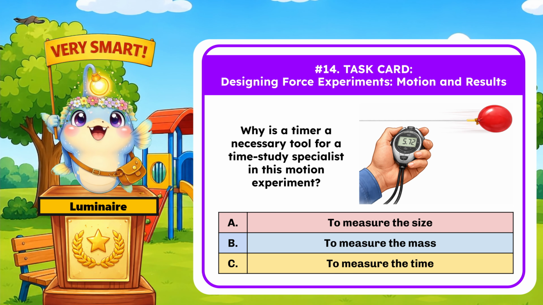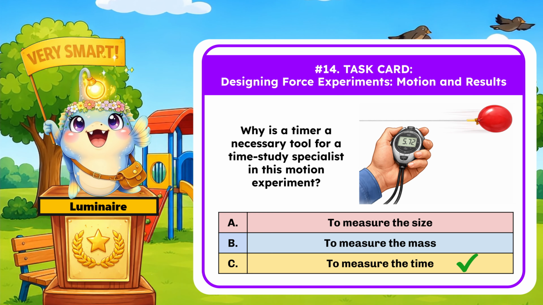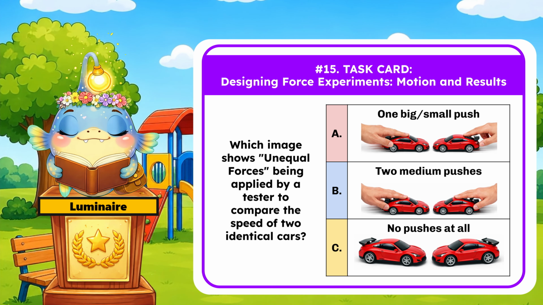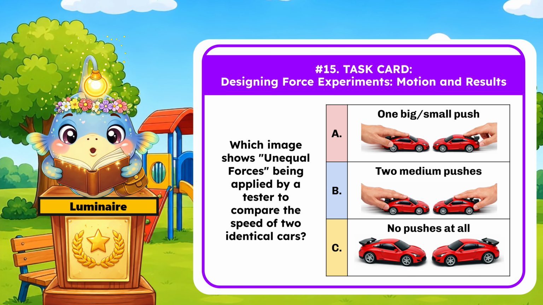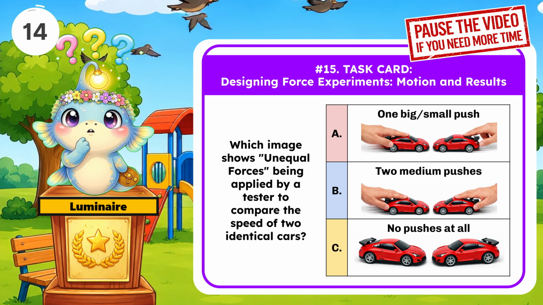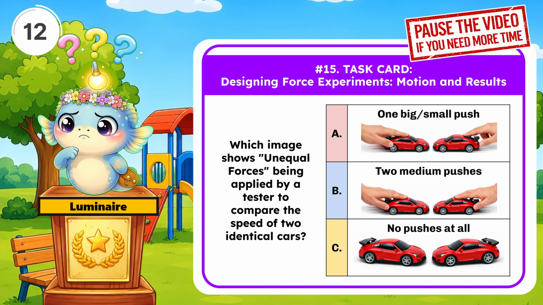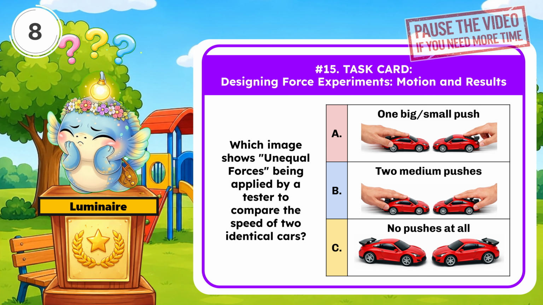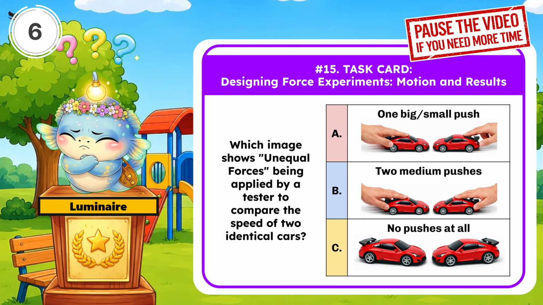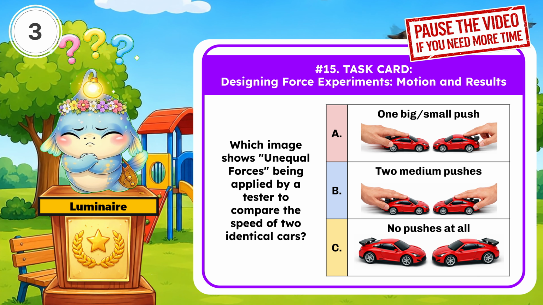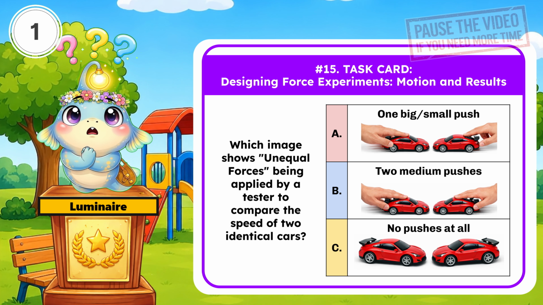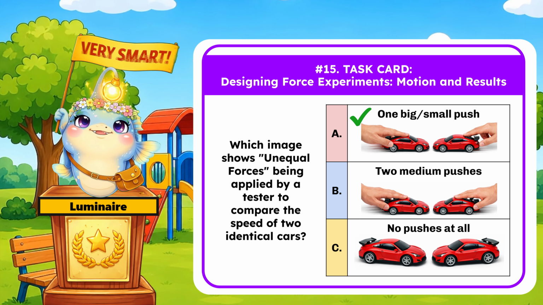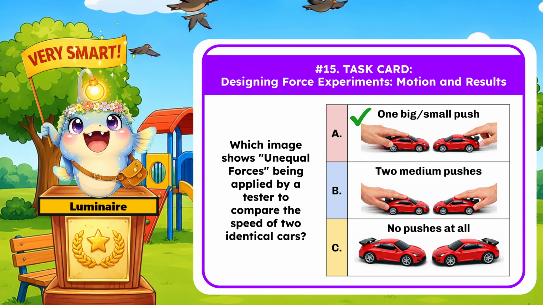Why is a timer a necessary tool for a time study specialist in this motion experiment? And the correct answer is letter C. To measure the time. Which image shows unequal forces being applied by a tester to compare the speed of two identical cars? And the correct answer is letter A. One big or small push.